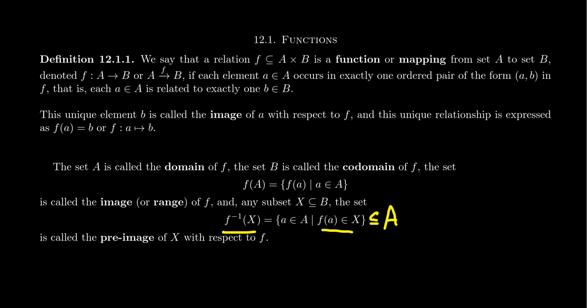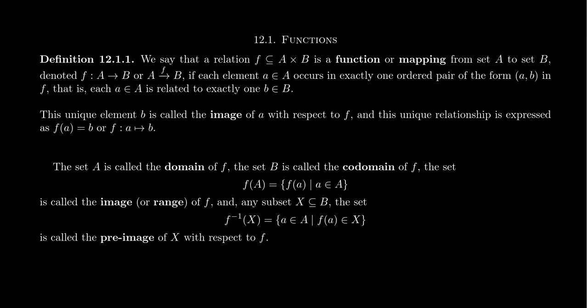This is called the pre-image, and we use this superscript notation f to the negative 1. It is resemblant of the inverse function, but our functions might not necessarily be invertible, but this pre-image is defined for all functions, whether they're invertible or not. We'll get into more details about this in future lectures, but I do want to introduce this pre-image right now.